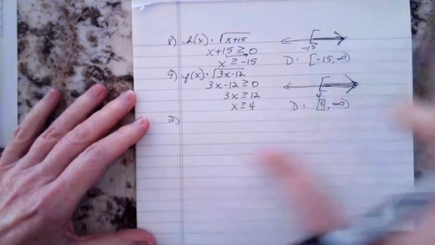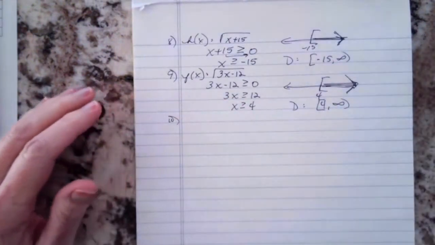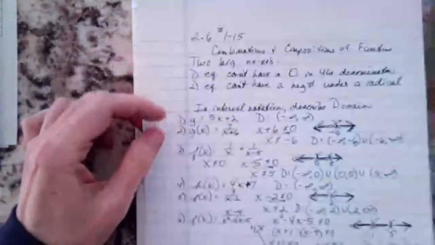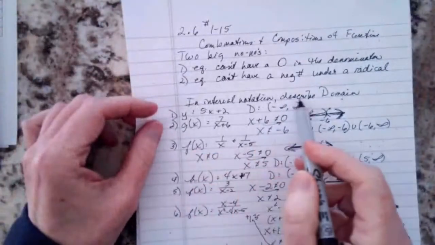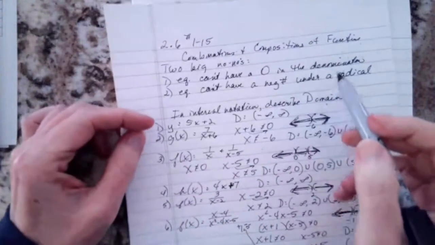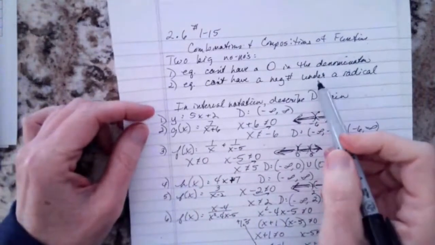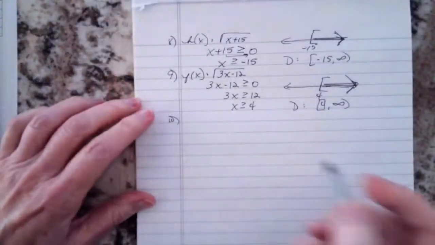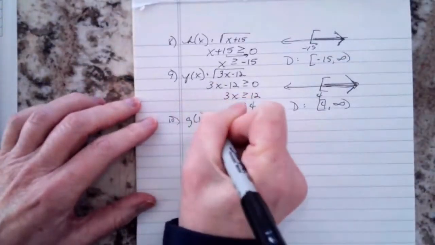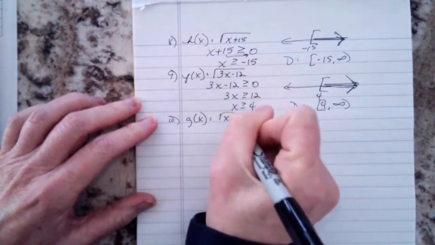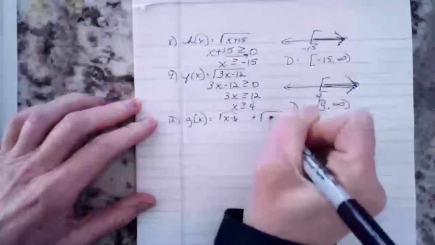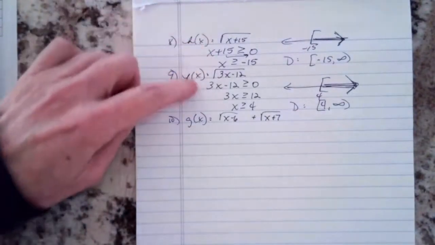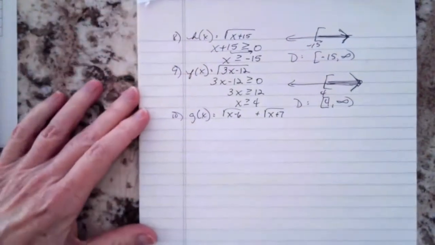And then our last one, so far, these first 10 problems, although you'll have other problems first, but you'll have a whole mess of problems where you're asked in interval notation, describe the domain. And there are only 2 areas to watch out for, the denominator being 0 and a negative number under the radical. So this is the last of those. G of x equals the square root of x minus 6 plus the square root of x plus 7. Okay, it's just a combo of these, and there's a trick to it.